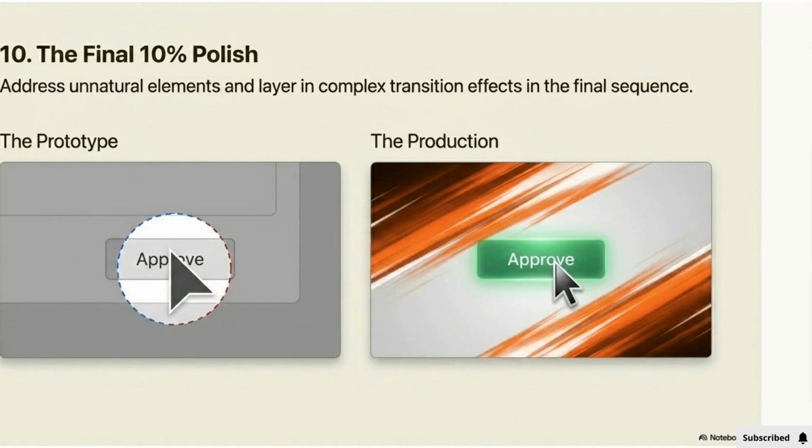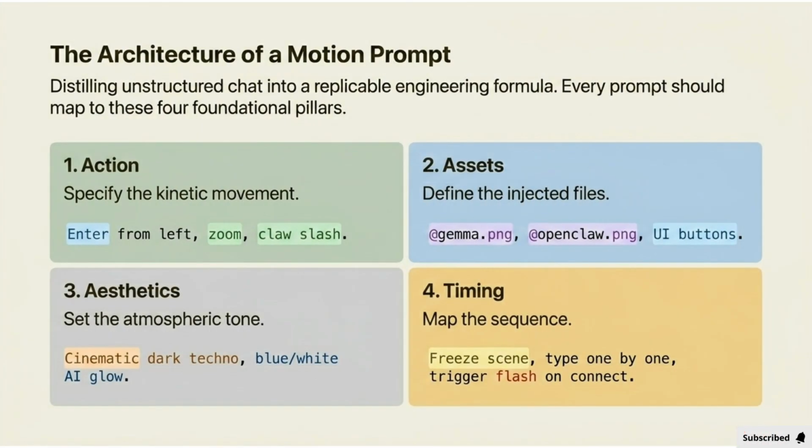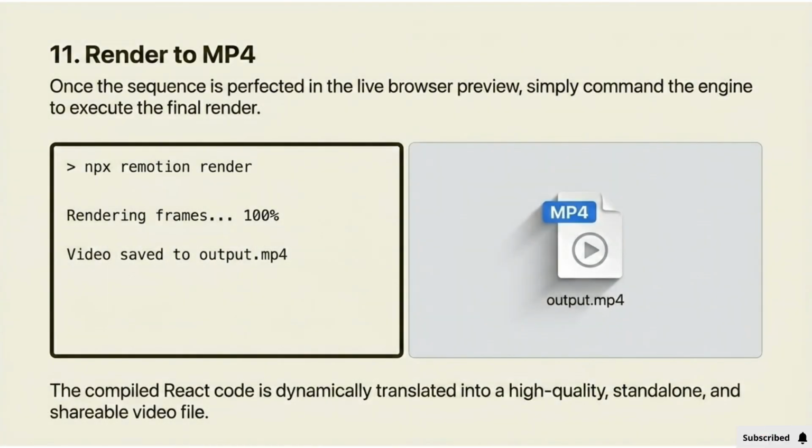to production quality. The architecture of a motion prompt maps unstructured chat into a replicable engineering formula across 4 foundational pillars: action, assets, aesthetics, and timing. Once the sequence is perfected in the live browser preview, command the engine to execute the final render. The compiled React code is dynamically translated into a high-quality, shareable video file.